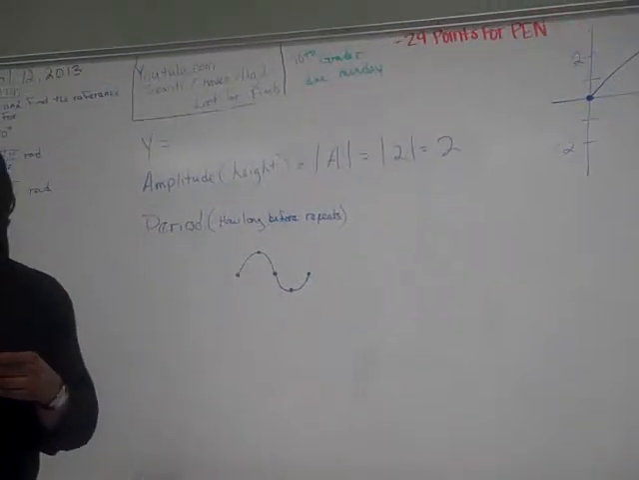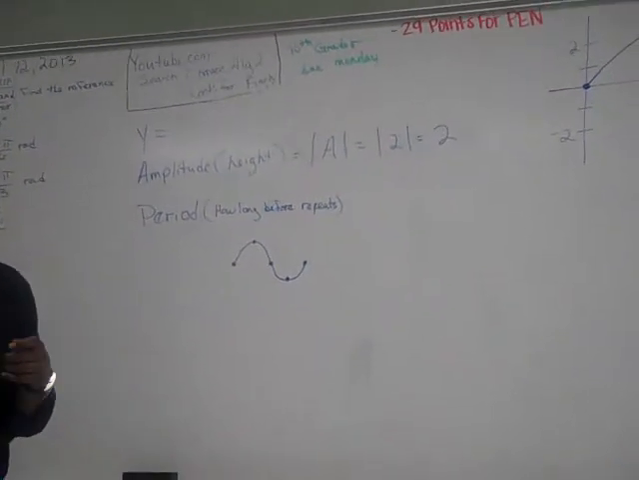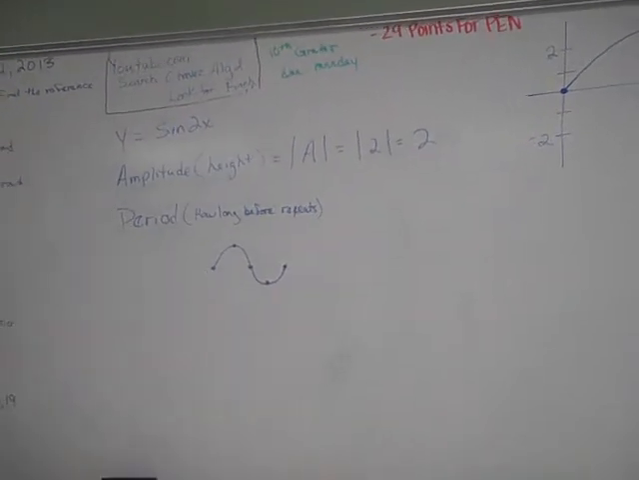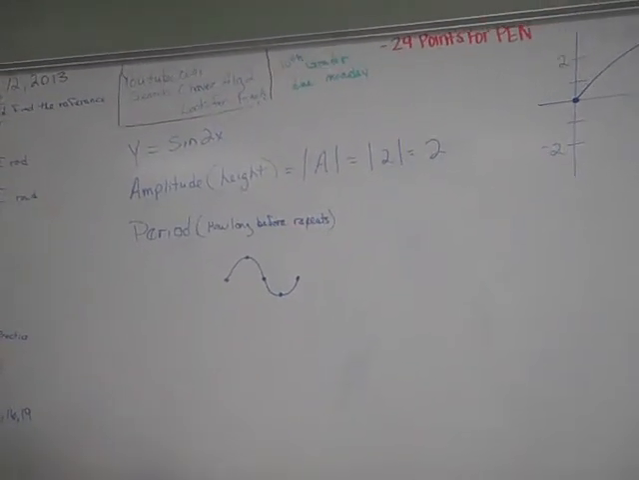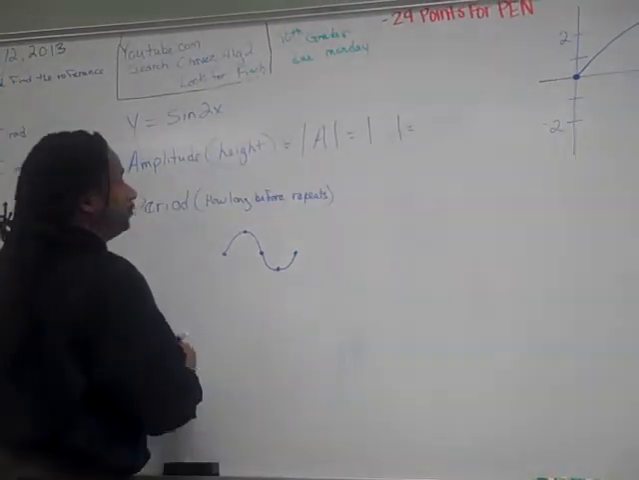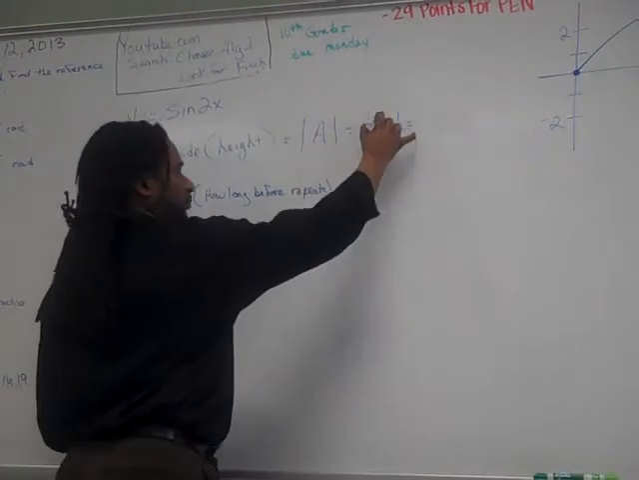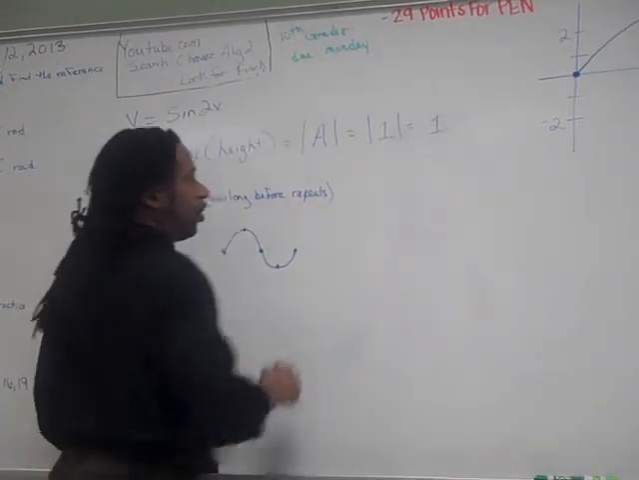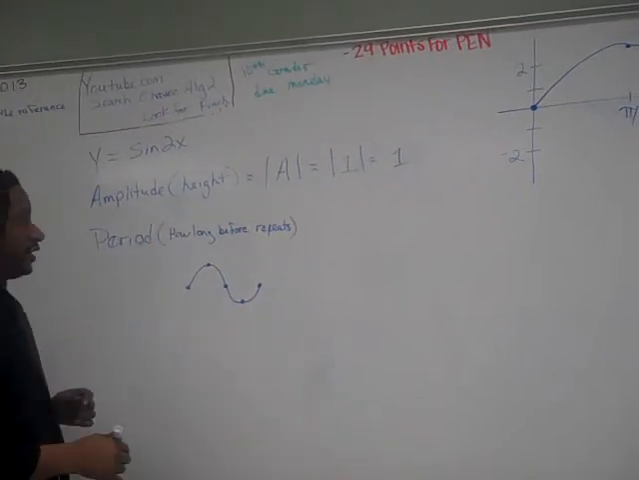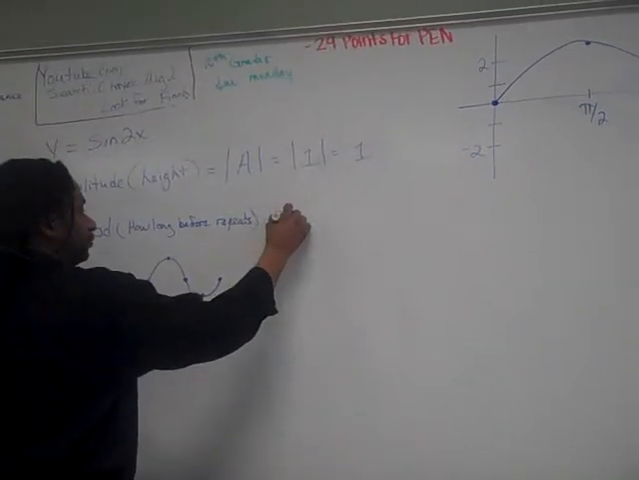Change A on the first one. What do you think I'm going to change on this one? B. Very good. Okay. Now, what is my A now? 1. Sorry. Thank you. So on my y-axis, you already know that. Now, what is my B? 2.